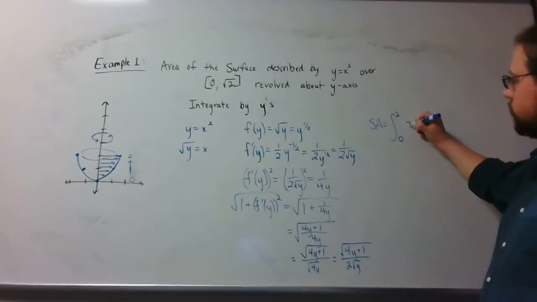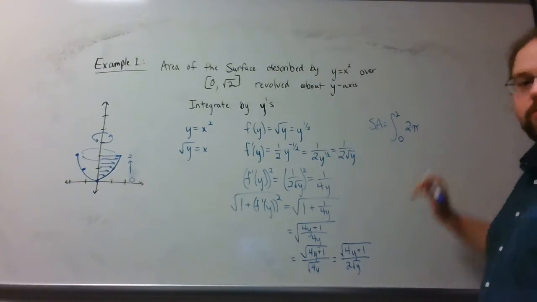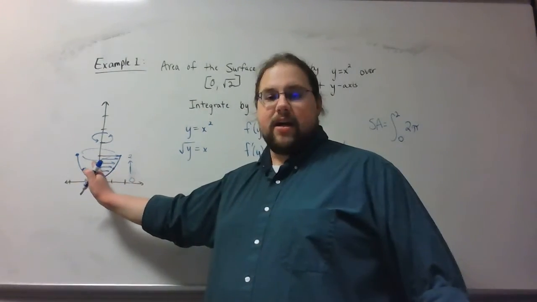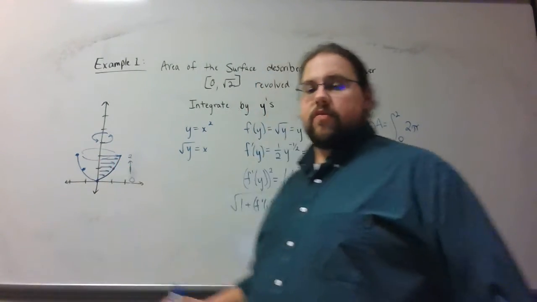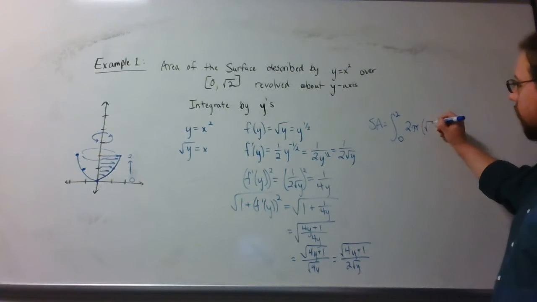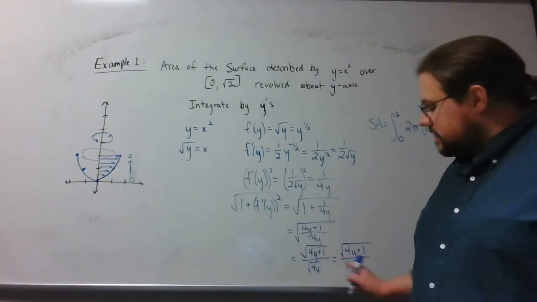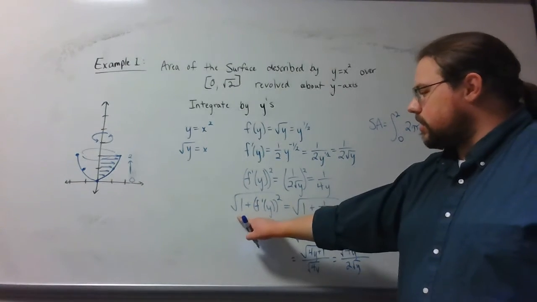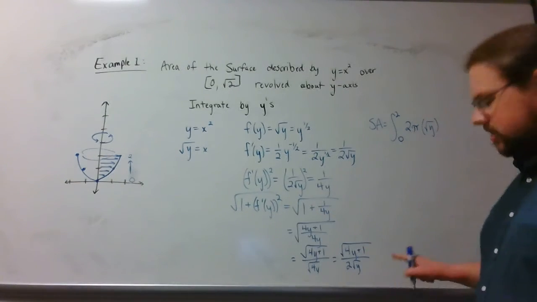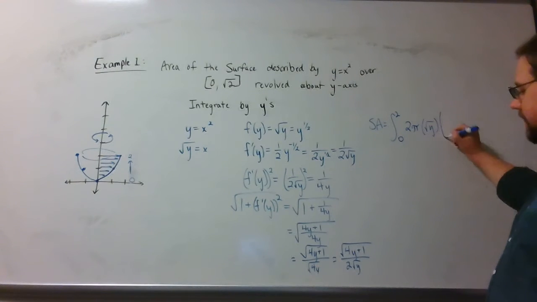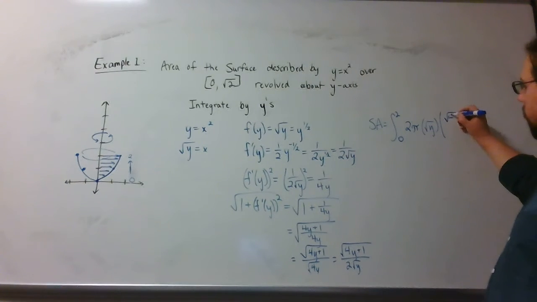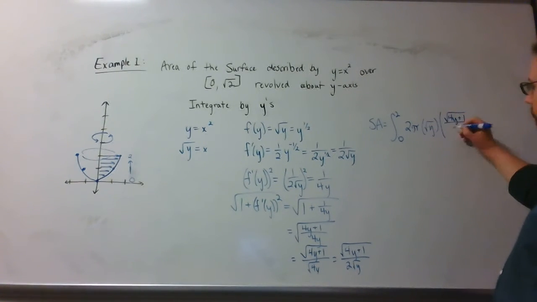I'm going to go ahead and write 2 pi times my radius. Again, my radius is from here to this edge, which is the square root of y. So I'm actually using the square root of y as the radius. And then I'm multiplying by this function that I found here, this square root of 1 plus that thing. And so in this case, I'm going to multiply by the square root of 4y plus 1 over 2 square roots of y.